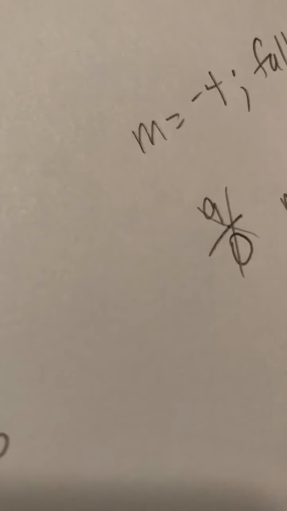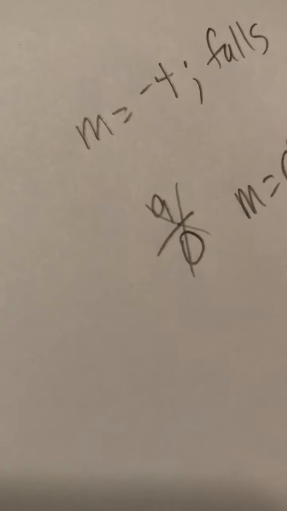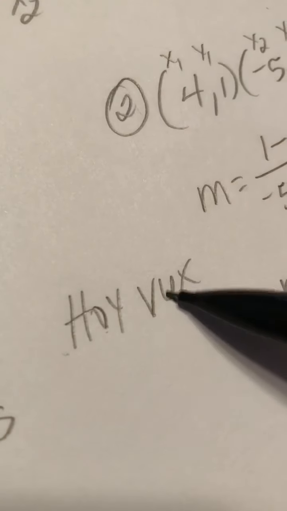So if we get a negative slope, remember it falls. So if we would get, say, just negative 4, it falls. And remember, if you get 0 on the bottom, that is not your answer. It would reduce to undefined, or you can write the word out undefined. And if we follow our acronym, slope is undefined, it's a vertical line.